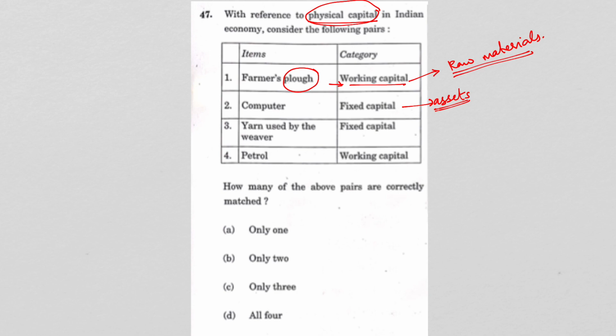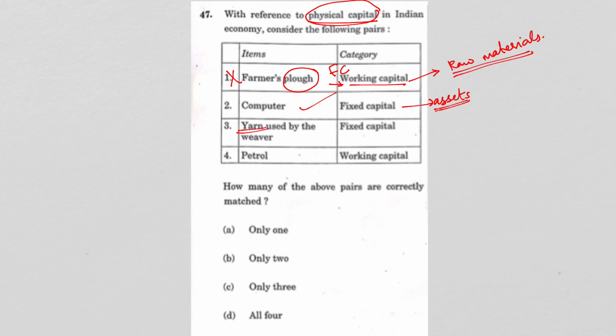Farmer's plow means it's an asset, something the farmer can use again and again. Have you ever seen a farmer using his plow once, and then the utility comes to an end and he demolishes it? No, right? So it's a fixed capital, and this option is wrong. Computer. Computer is an asset. We know that it can be used again and again. So it's a fixed capital.